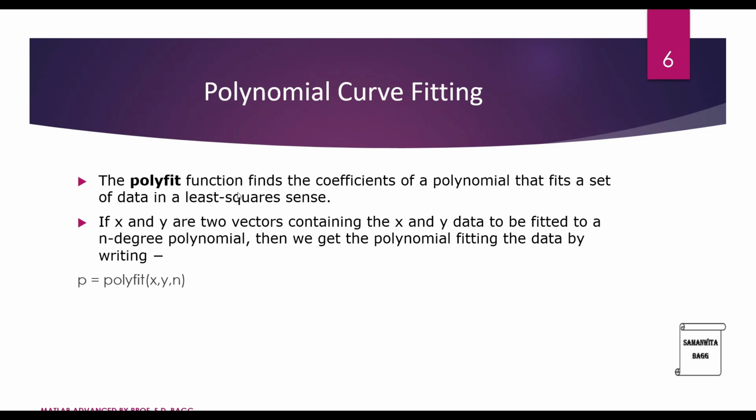The polyfit function finds the coefficients of a polynomial that fits a set of data in a least squares sense. If x and y are two vectors containing the x and y data to be fitted to an n degree polynomial, then we get the polynomial fitting the data by writing P is equal to polyfit x, y, n. So that's how you are going to write the polyfit function.